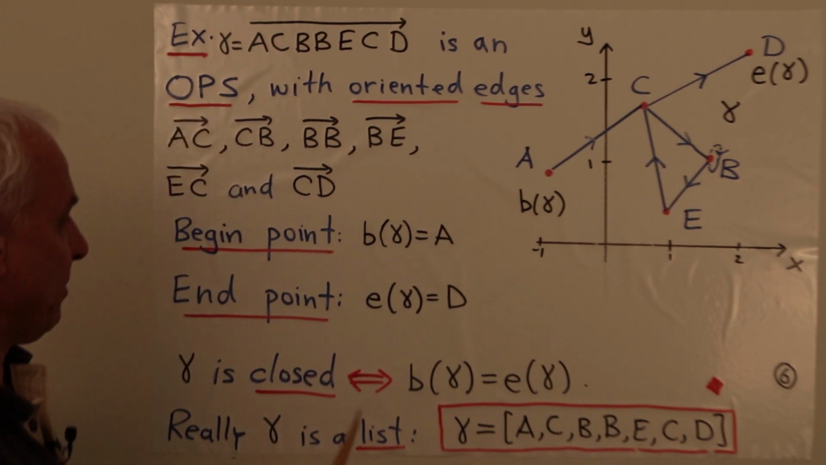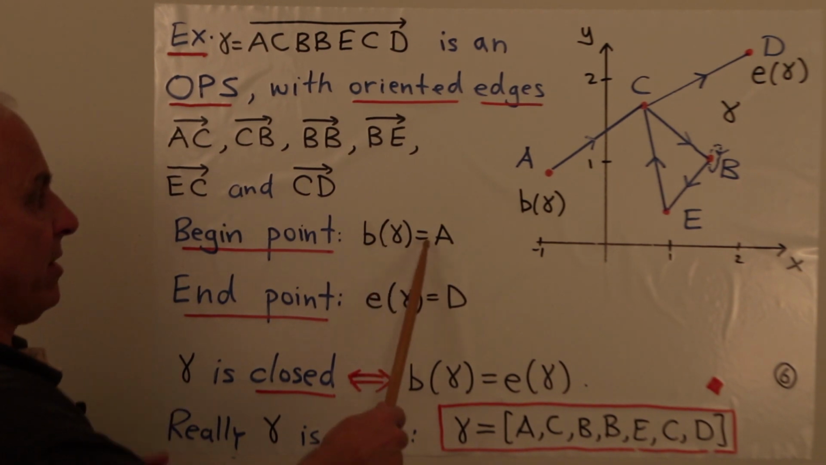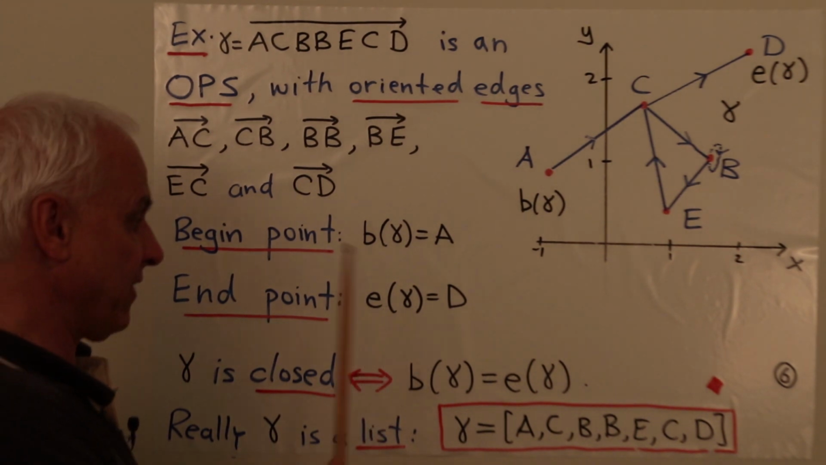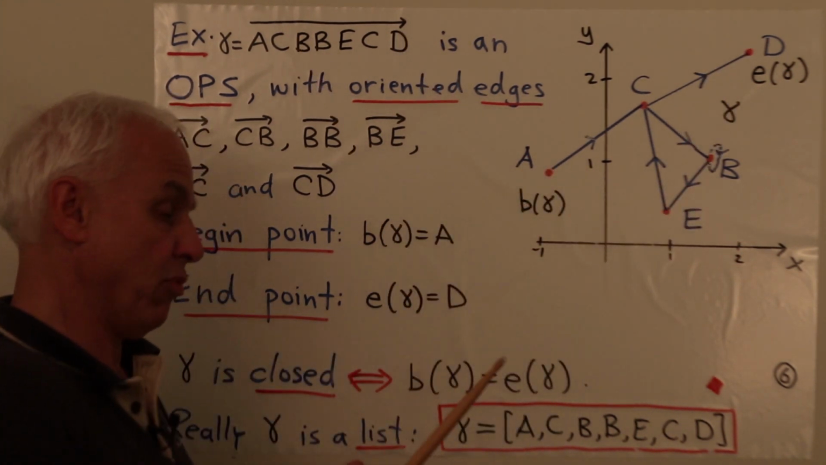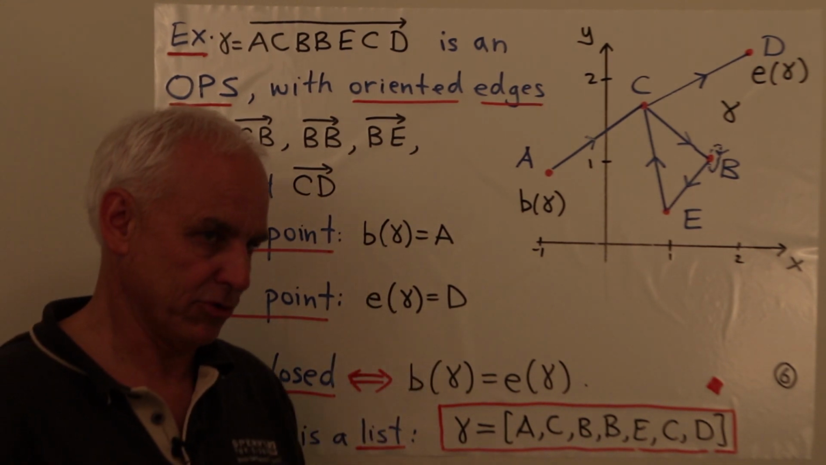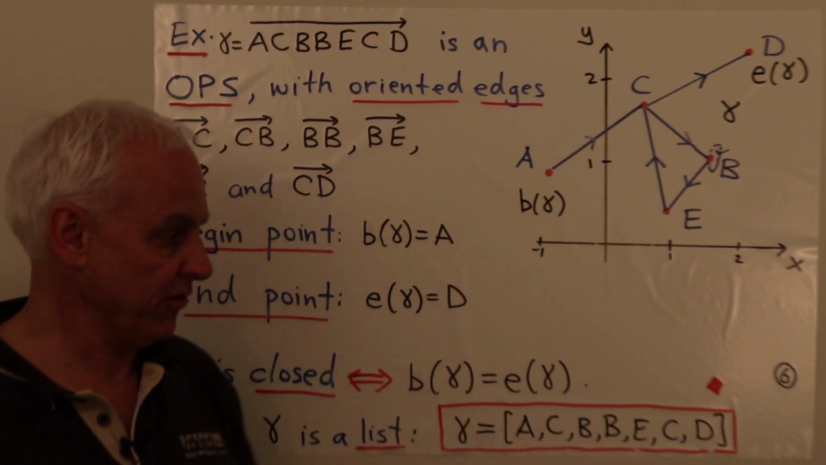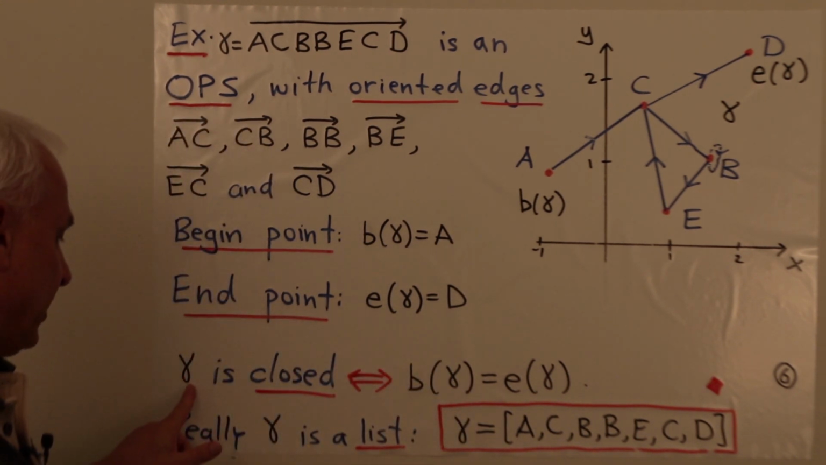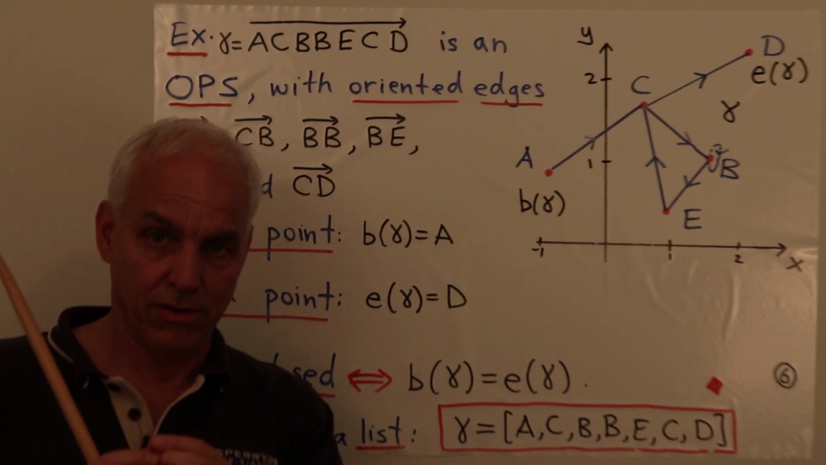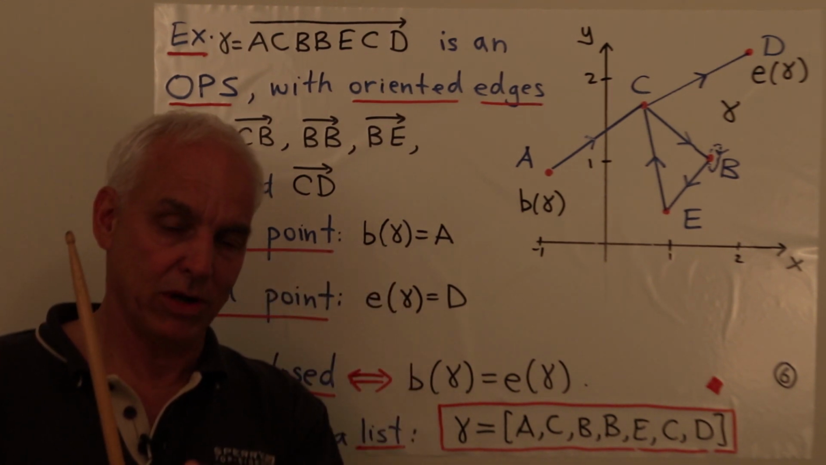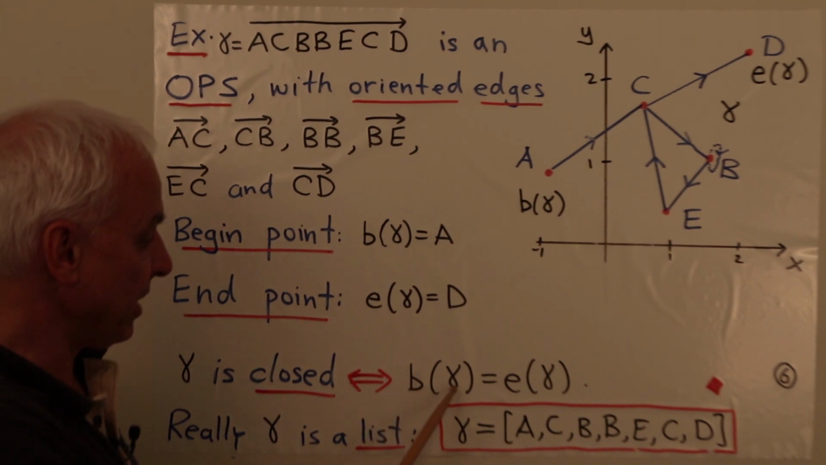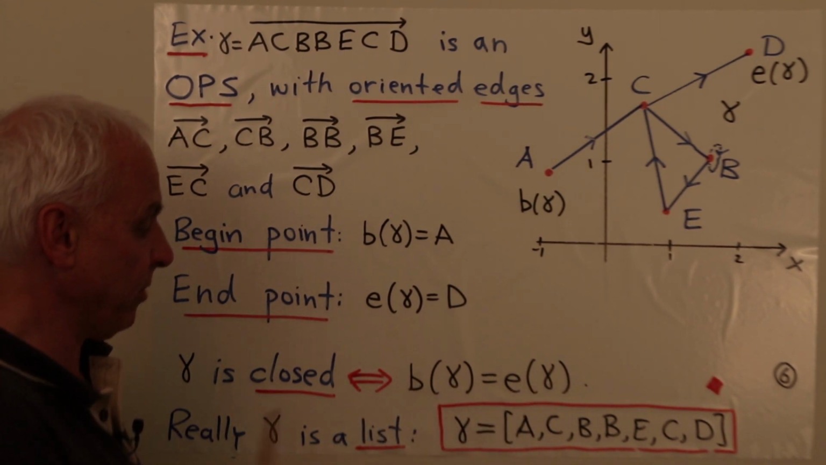We'll also talk about the beginning point. So let's say B of gamma is the first point, and the end point, E of gamma, is the final point. So B of gamma and E of gamma, maybe we'll try to remember those are the beginning and the end of our splines. And we'll say that the spline is closed precisely when these two happen to be equal. So if we get back to where we started at the end, then we'll say it's a closed spline. In other words, the begin of the spline is the same as the end of the spline.